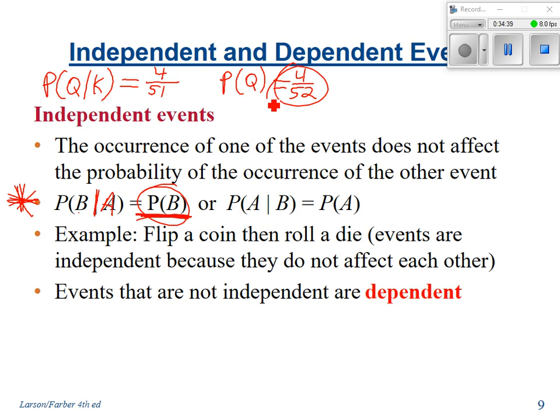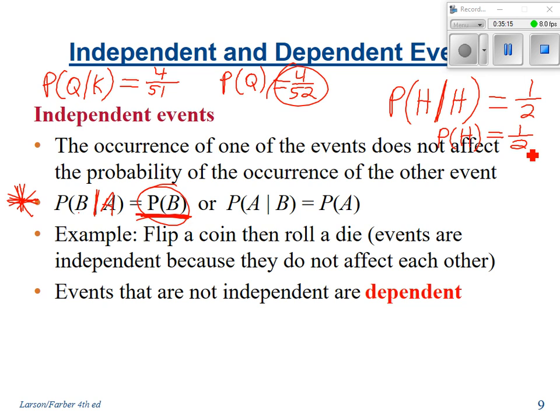So it might be something like, I flip a coin twice. What's the probability of getting a head given that the first flip was a head? What's the probability of me flipping that coin the second time and getting a head? Still a half, still 1 out of 2. So the probability of a head, given that a head has already occurred, is the same as just the probability of getting a head no matter what flip I'm on.